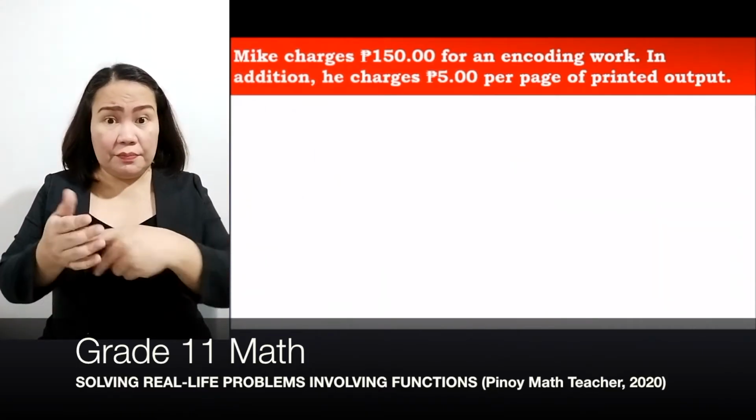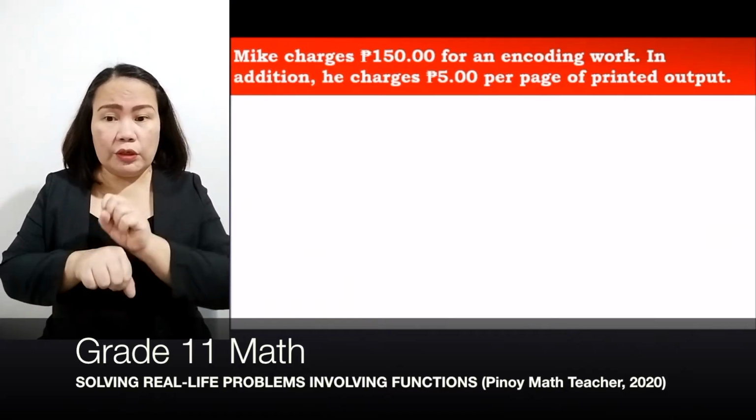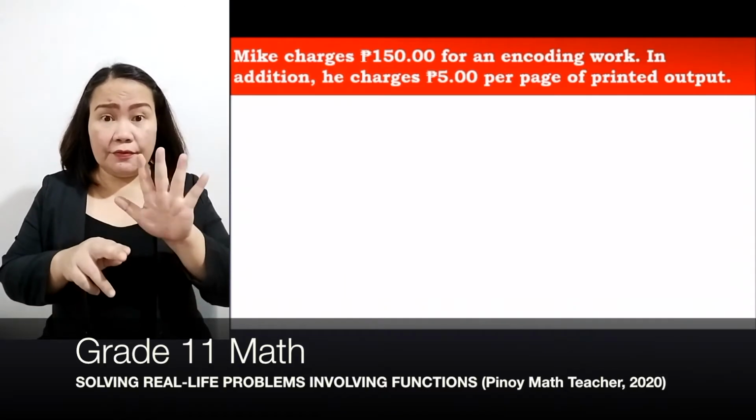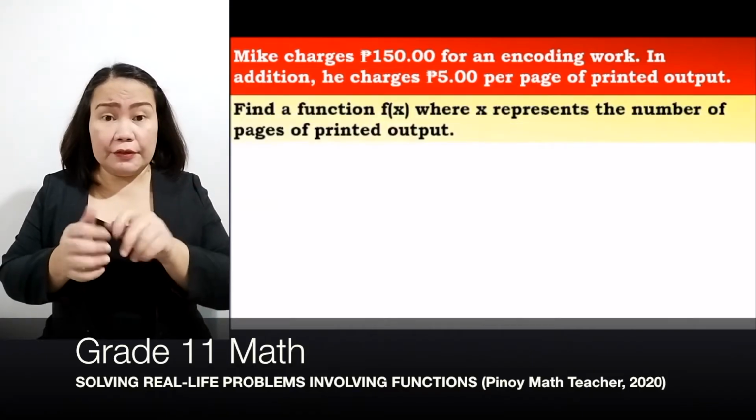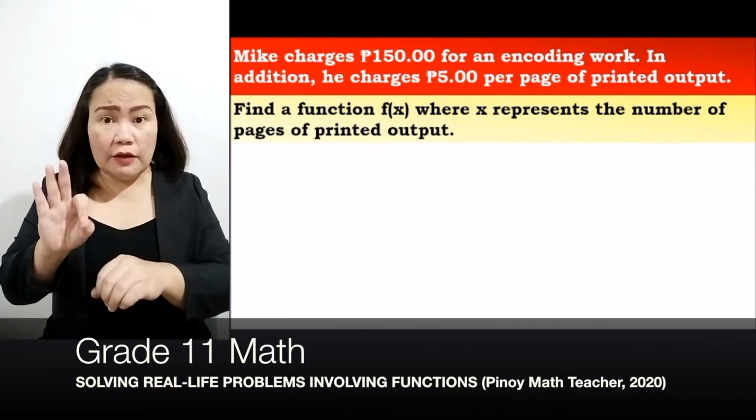Mike charges 150 pesos for an encoding work. In addition, he charges 5 pesos per page of printed output. Find a function f of x where x represents the number of pages of printed output.